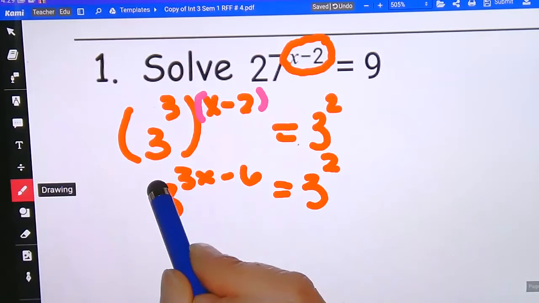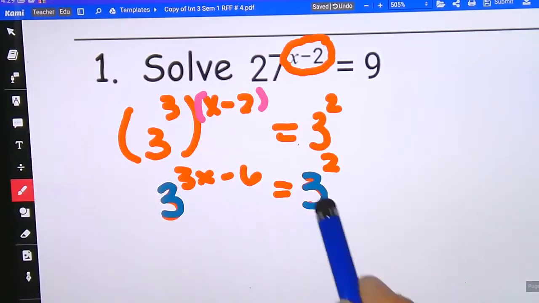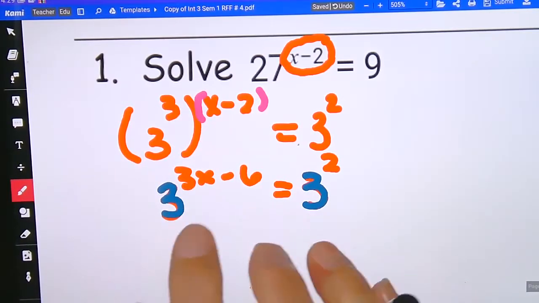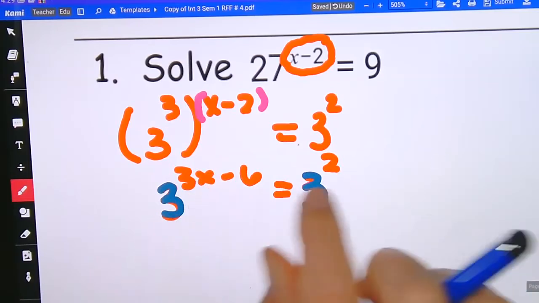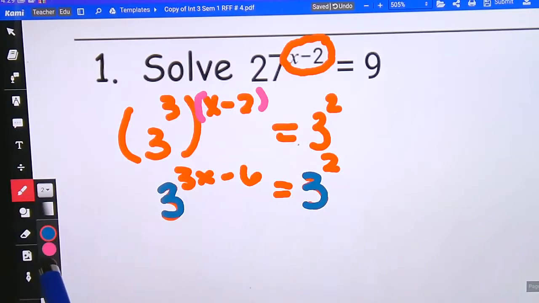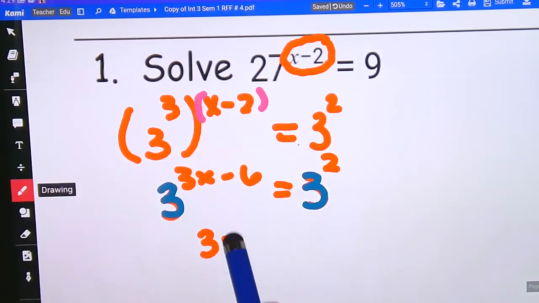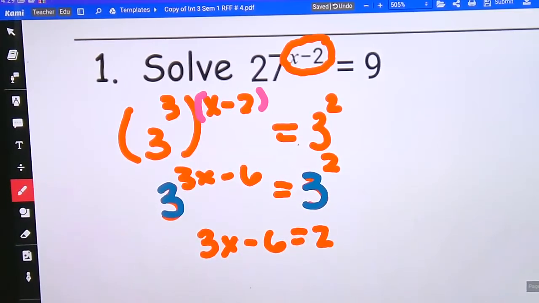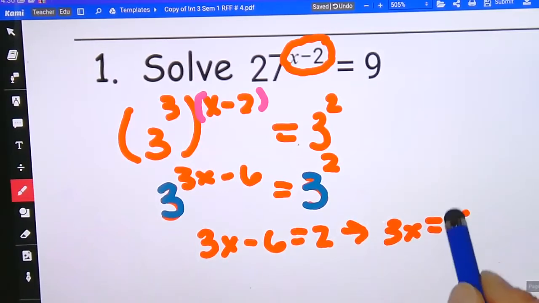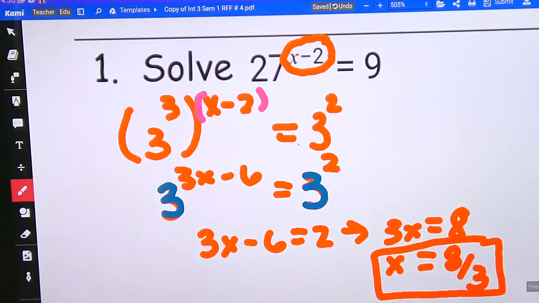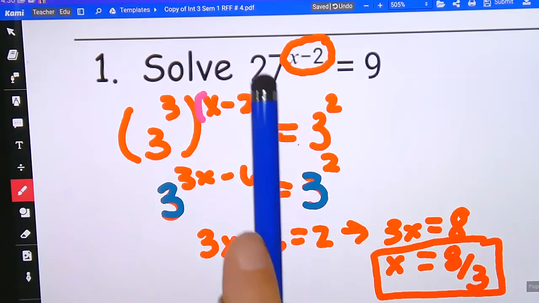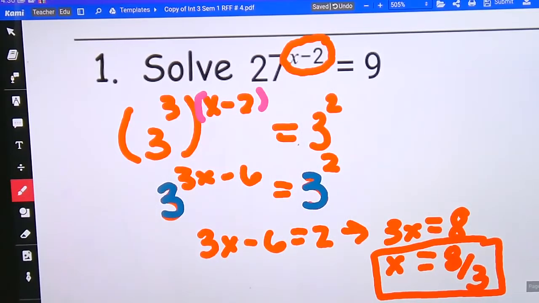And when we have the same base, here I have a 3 and here I have a 3. What has to be true is if 3 to a power equals 3 to another power, these powers must be the same. So I'm going to set these powers equal to each other. So I'm going to get 3x minus 6 equals 2, and now this is what I'm going to solve. So that's going to lead to 3x equals 8, and x is equal to 8 over 3. Again, you could use logarithms and log both sides, but if you can get your bases the same, you don't need to use logarithms.